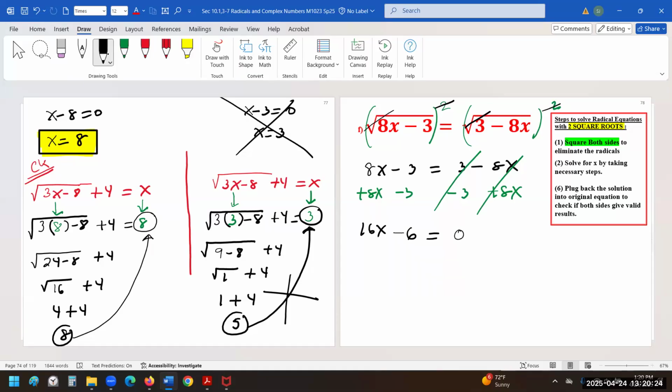You don't have to actually do that. If you want, you can bring the x's together and the numbers together on the other side. You get the same result. Okay, so we have everything on one side. What's next?